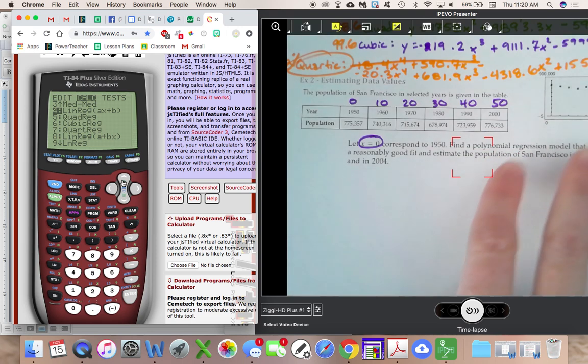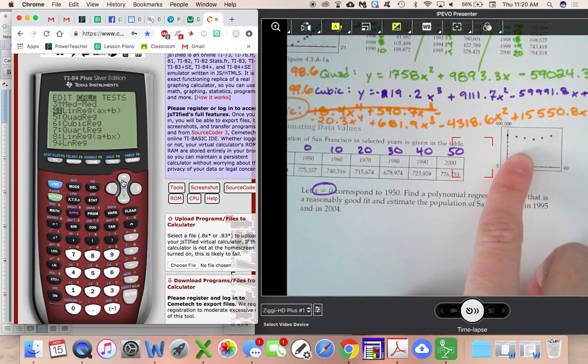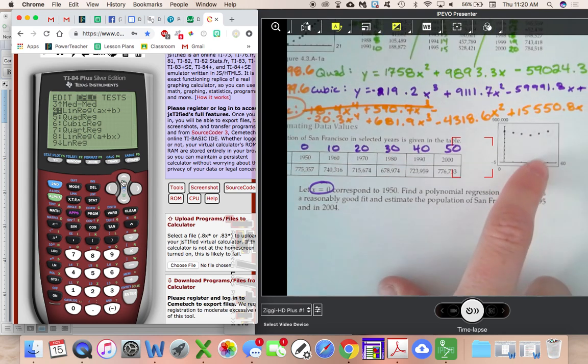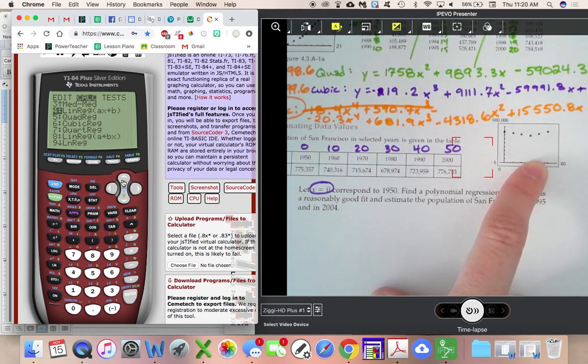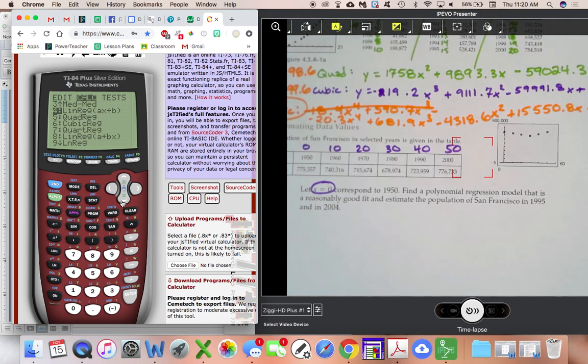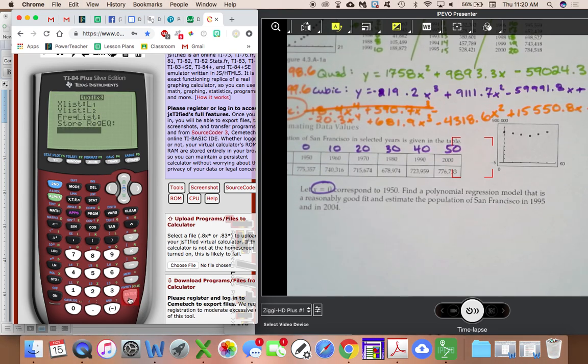I went ahead and gave you the graph of what this looks like. What do you think? Should we try linear? Linear's terrible. Should we try quadratic? Quadratic regression gives me my R squared. R squared is 0.88. Yikes, not good.